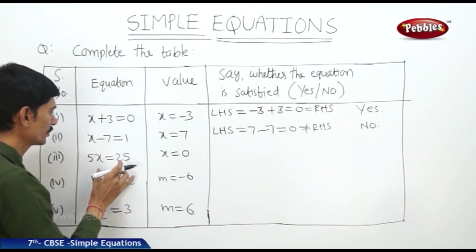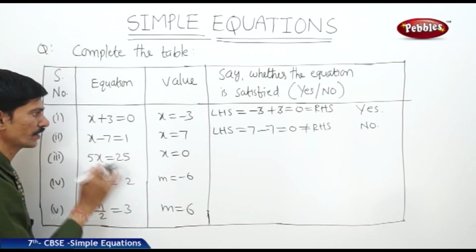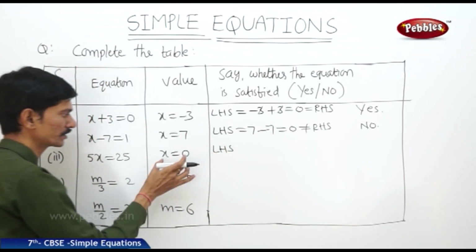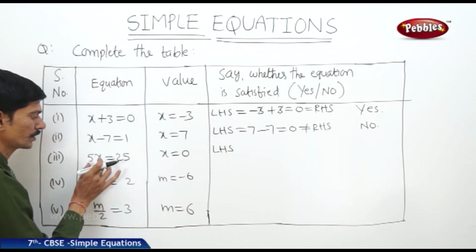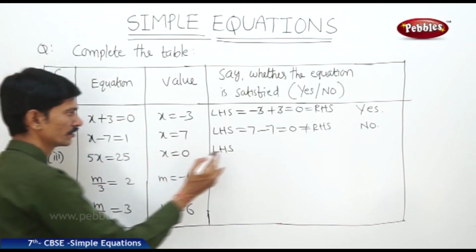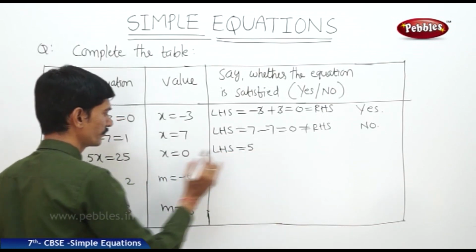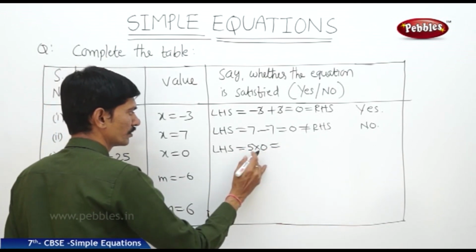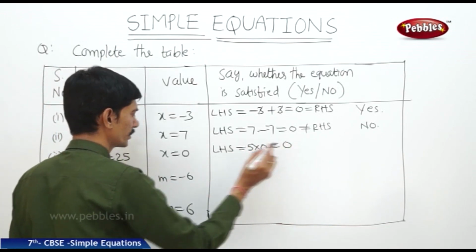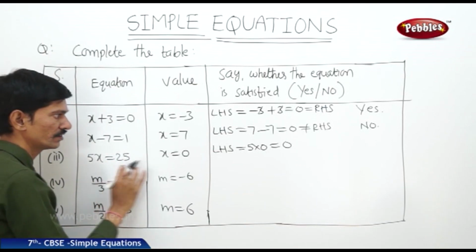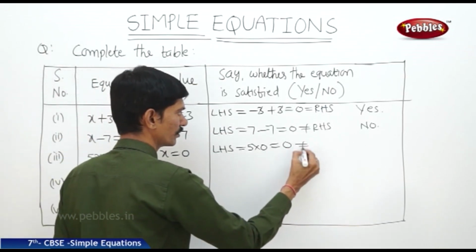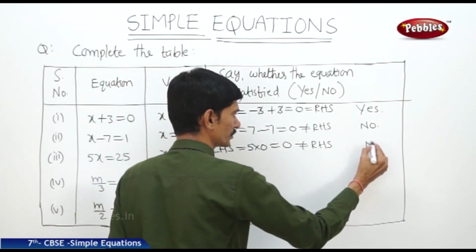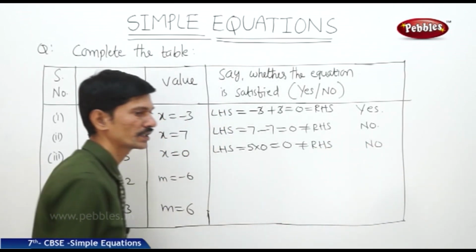Now let us take the third equation, 5x equals 25. Now we will find the value of LHS by substituting x value 0. So if you substitute x value 0 in the LHS, we get 5x, which means 5 into x. So 5 into 0 is 0, but here RHS is 25. So this is not equal to RHS. So here also we can say no, the equation is not satisfied.